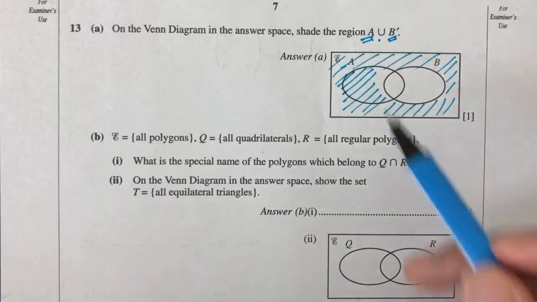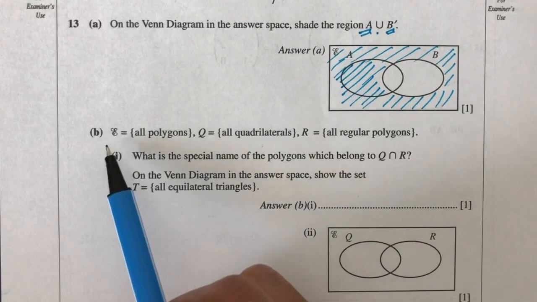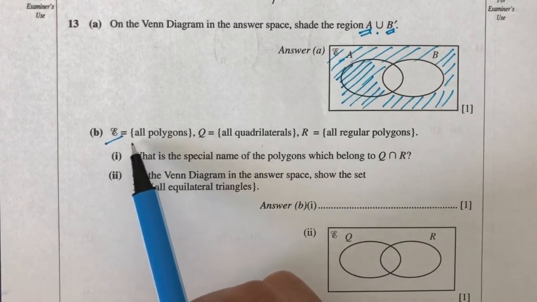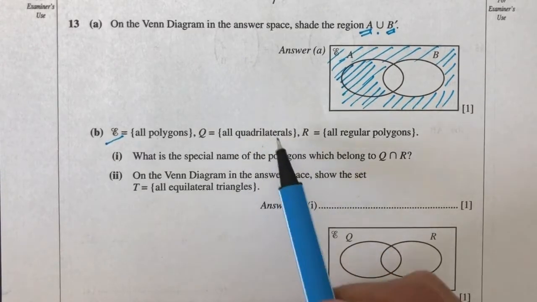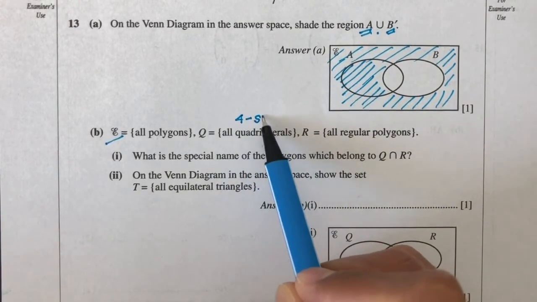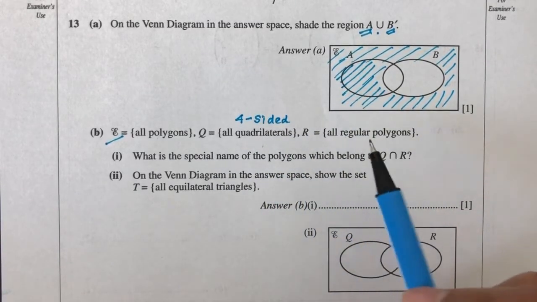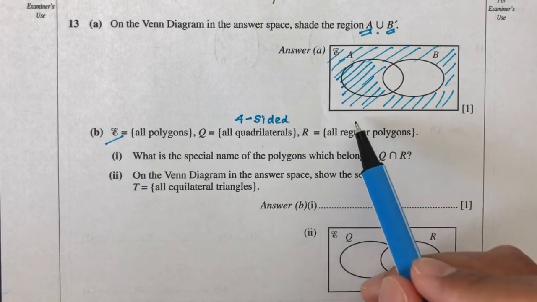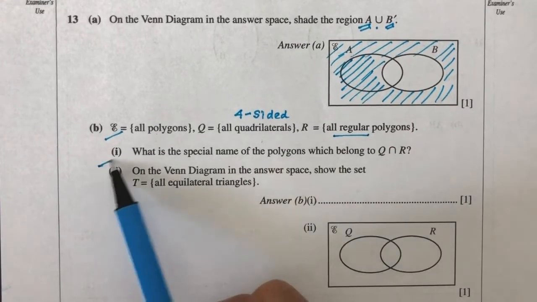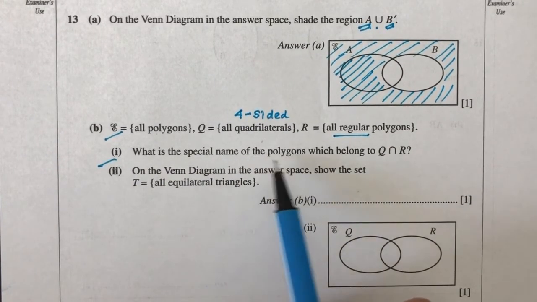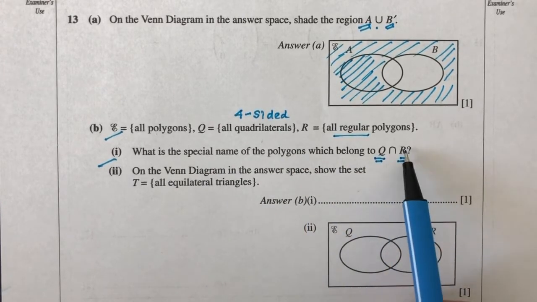Okay, that will be your answer. So anything outside of B will be your answer. Now for part B, we have first one, the universal set is all polygons, which means all shapes. Q is all quadrilaterals, meaning all four-sided shapes. And now R is all regular polygons, which are polygons with all sides the same. Now question part 1, what is a special name of the polygons which belong to Q intersection R?